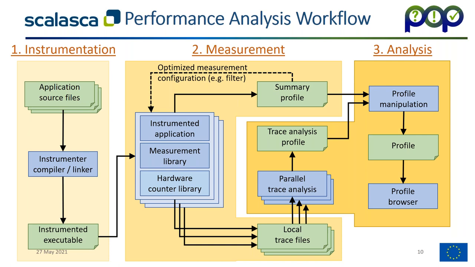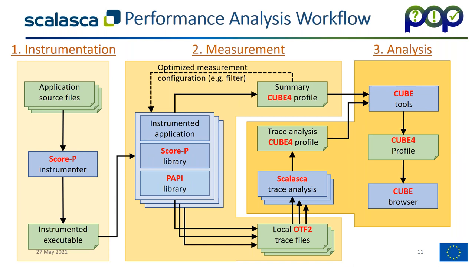Here, again, are the names of the tools mentioned. The instrumenter is called ScorePI, which has two portions, the actual instrumenter and the measurement library. The hardware counter library uses PAPI. The trace analysis is called Scalasca, and the tool and the browser for looking at these Cube 4 profiles is called Cube.